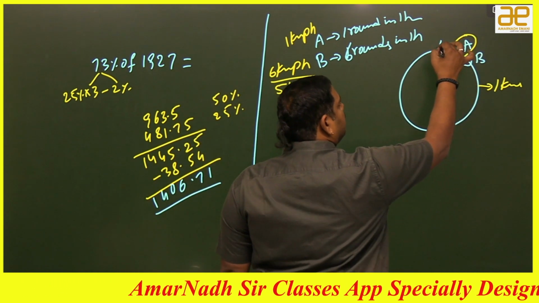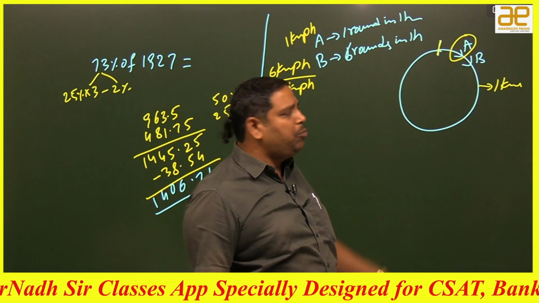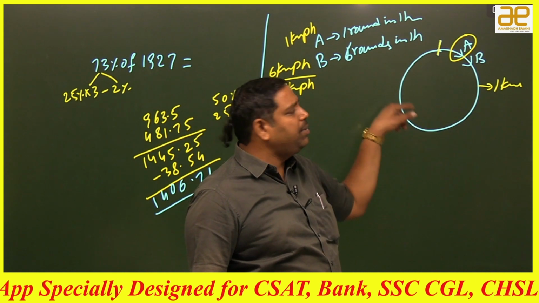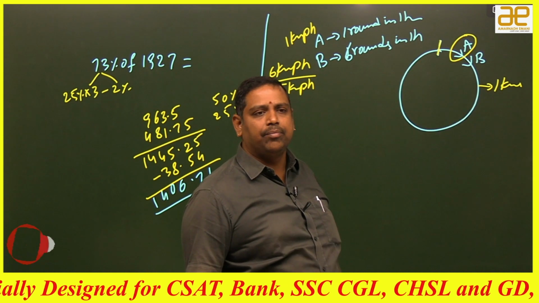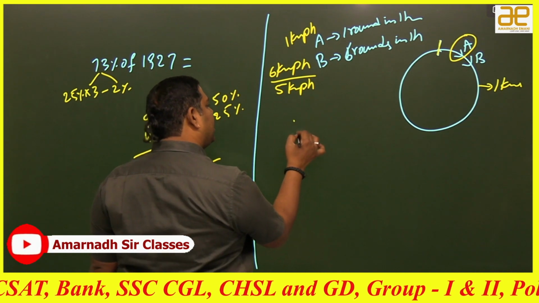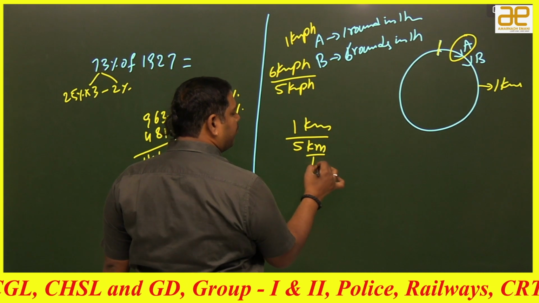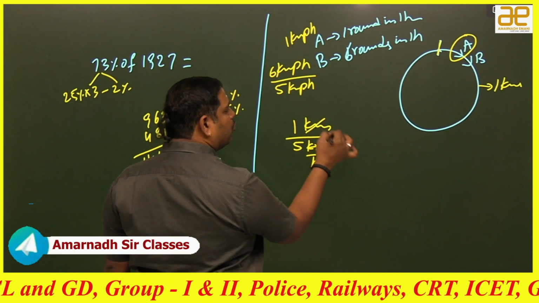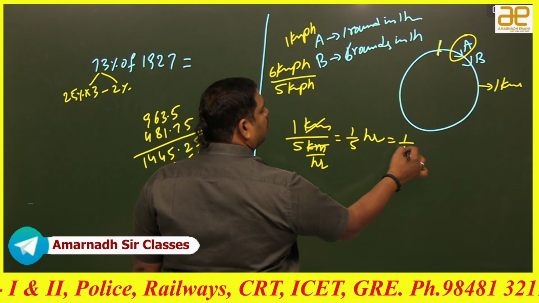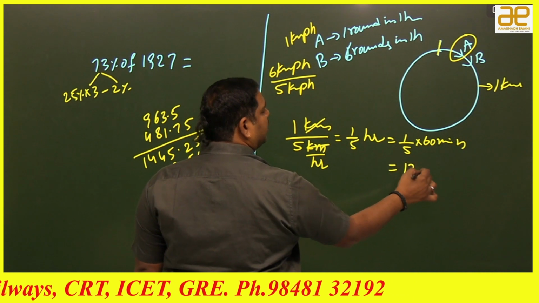That means they both started here, right? So at this point A is taking the rest. Now B has to cover this entire track. This entire means he has to run 1 kilometer with a speed of 5 kilometers per hour. That means 1 kilometer by 5 kilometers per hour. Kilometer cancels, hour goes to the numerator. It is 1 by 5 hour. 1 by 5 into 60 minutes. So it will take 12 minutes for them to meet.